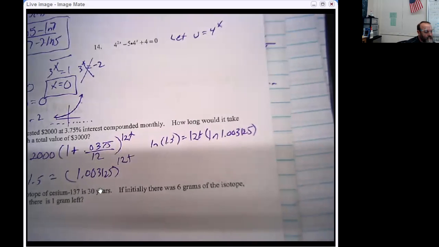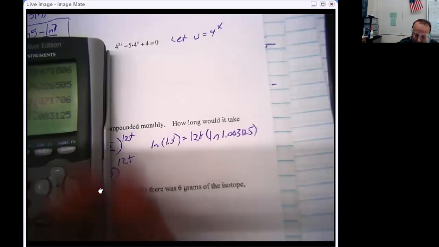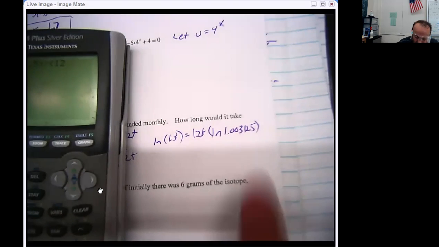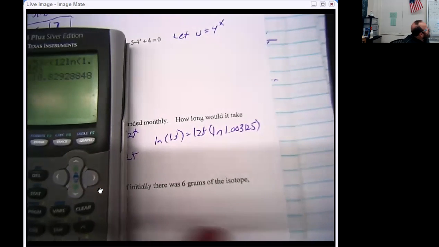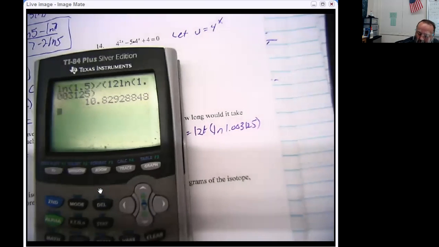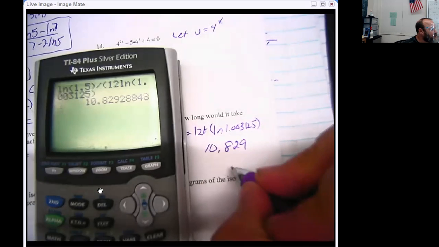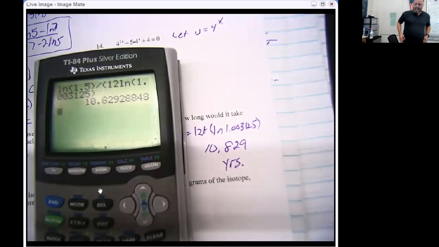And so the only thing I have left to do is divide this log by 12 of those logs, and I will have exactly how long it should take my money to hit that $3,000 mark. So I got the natural log of 1.5. I'm going to divide that by 12 of these natural logs of 1.003125. And according to this, it's going to take 12.83 or 10.83 what? What is time measured in this case? Years. Okay. And that's kind of my story. I know that took a little while, but that's just what I had to get to. So we don't need to graph. We just take some logs and it works out okay.